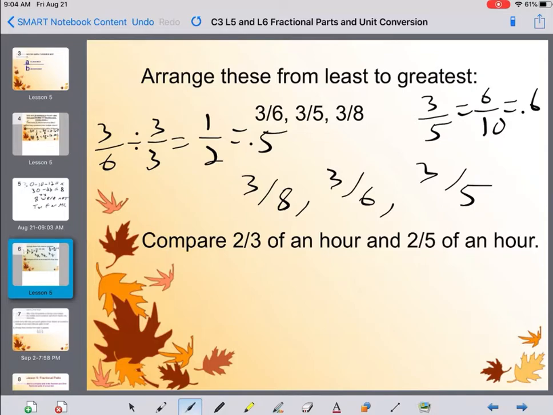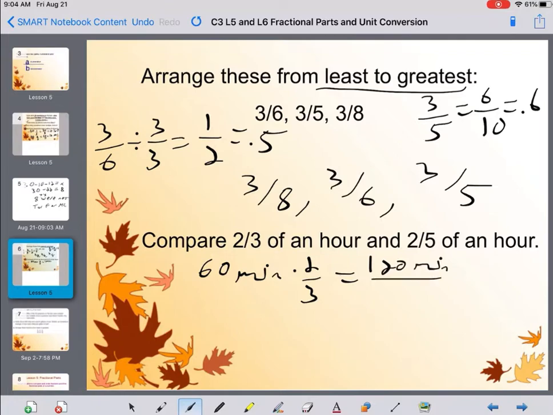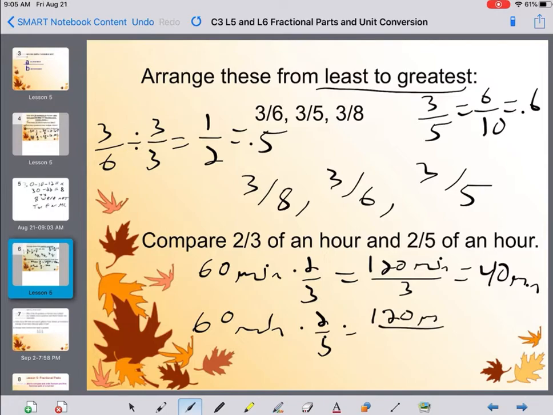Compare 2/3 of an hour to 2/5 of an hour. So I know there are 60 minutes in an hour. So 60 minutes times 2/3 equals 60 minutes times 2 is 120 minutes, all divided by 3 is going to give us 40 minutes. And now let's look at 2/5 of an hour. So let's say I got 60 minutes, all times 2/5 of an hour. So we got 120 minutes, all divided by 5. And if we do 120 divided by 5 in our calculator, I believe that should be 24.